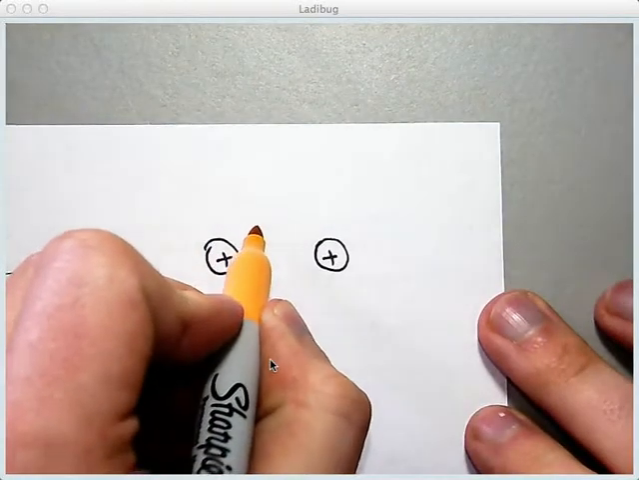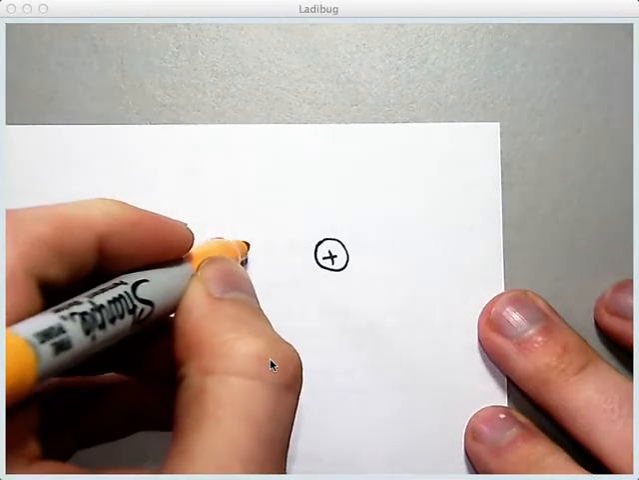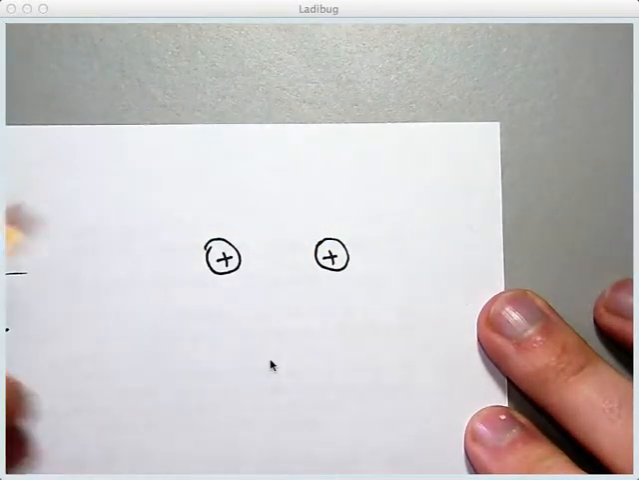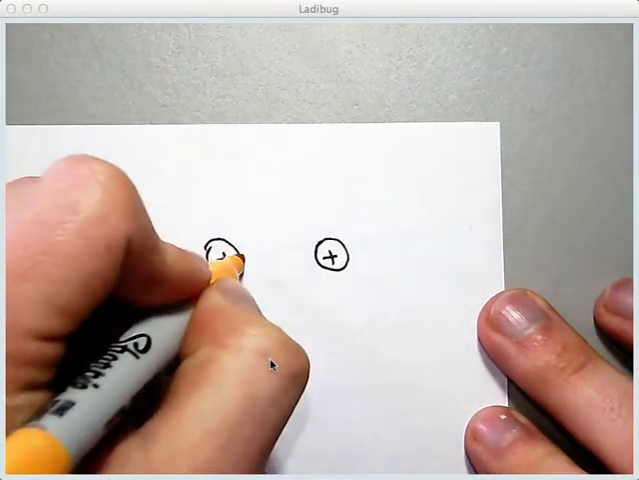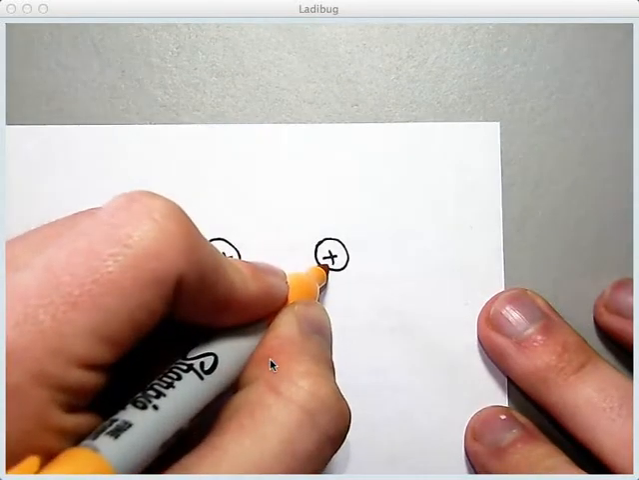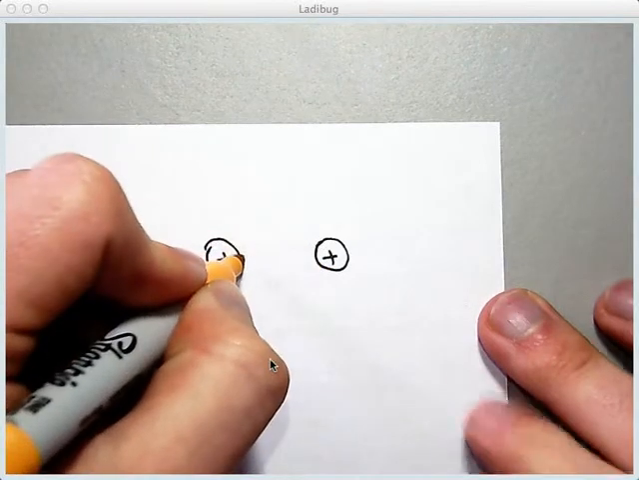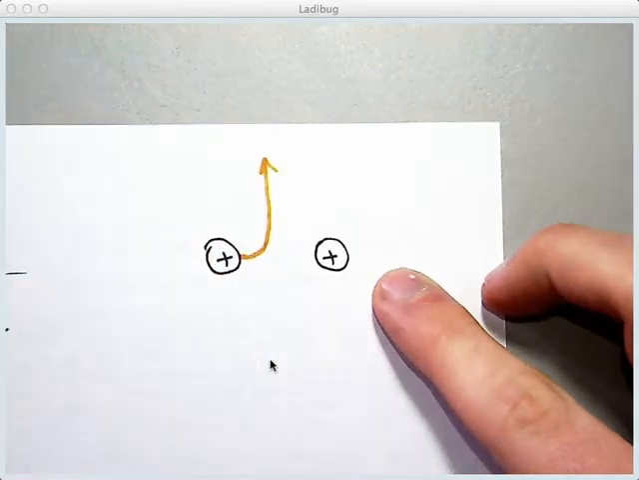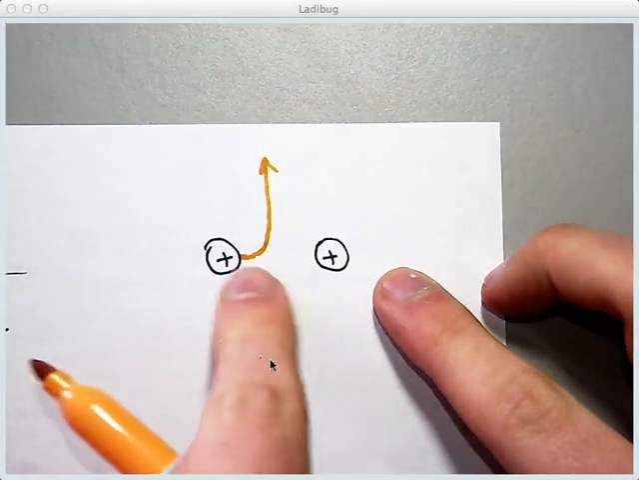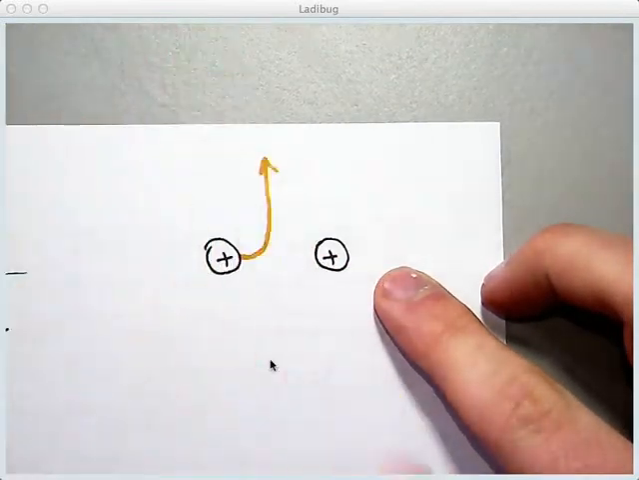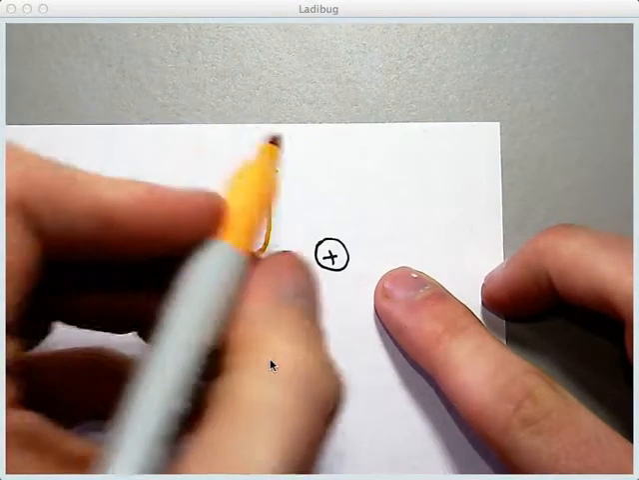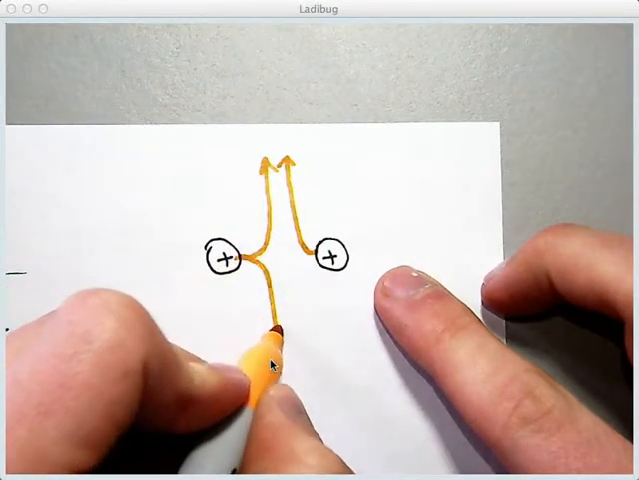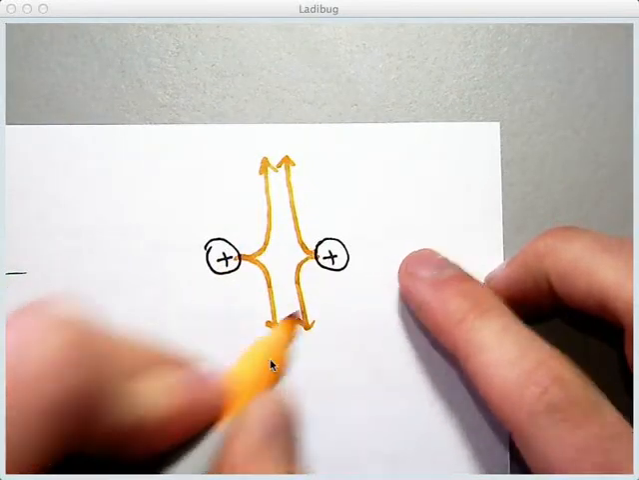Let's say I have a test charge here. It's going to get pushed really strongly away from this one, but this one's going to push it away some too. So what we see is that really close to this one, it's going to go straight away. But as it moves toward this one, we see a curving up, because now this one's going to force it away as well. So, curve up. Same thing over here. Curve up, curve up.